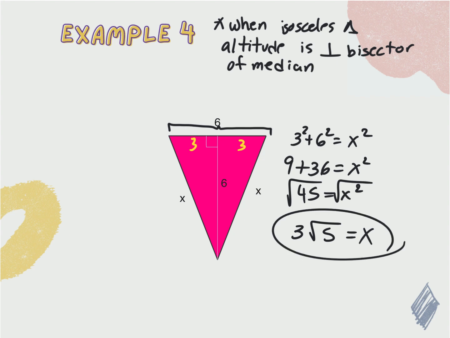Now, I do want to point out, how do I figure out which one's the hypotenuse every single time? I mentioned this a few classes ago, and I'm going to repeat it. It's always going to be the one across from the biggest angle. In this case, the biggest angle is 90, so that's why the x right here is the hypotenuse.